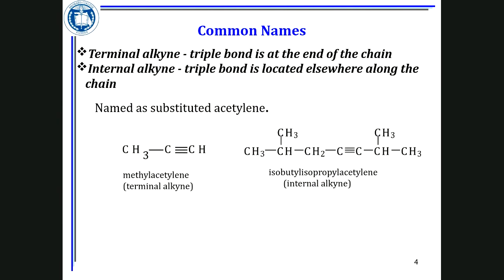Common names are not used often. You just have to recognize it. But the other terminology that can be differentiated here: this is a terminal alkyne, and this is an internal alkyne. For terminal alkyne, you have a hydrogen attached to an sp hybrid carbon. For internal alkyne, there is no hydrogen attached to the sp hybrid carbon.